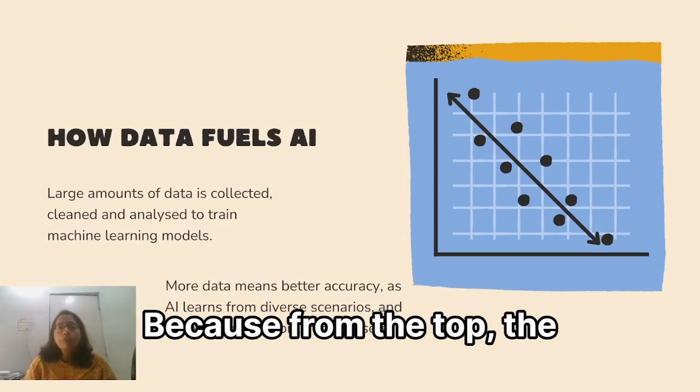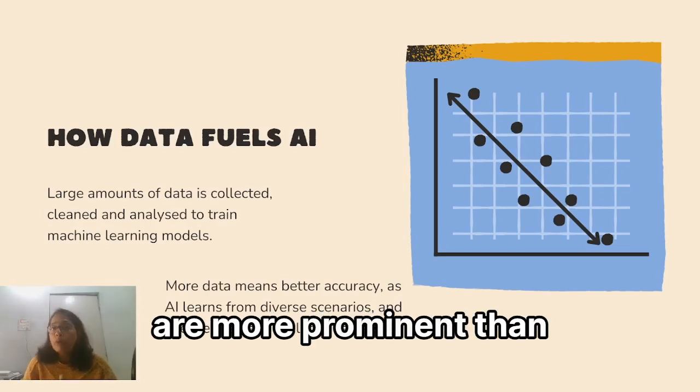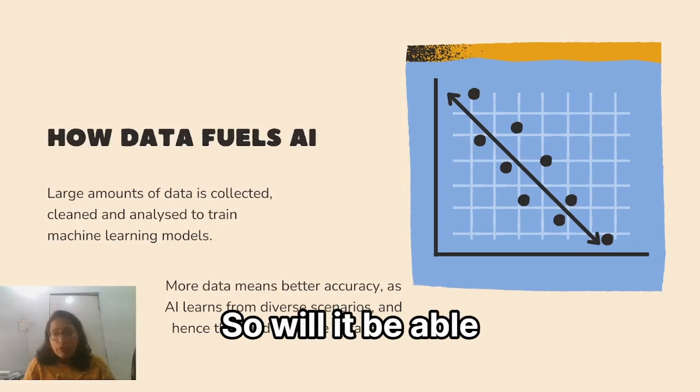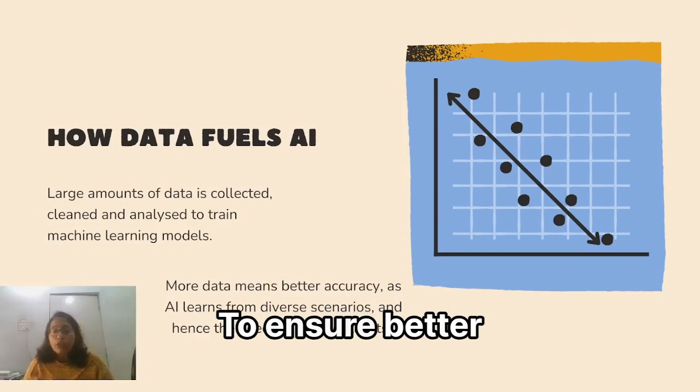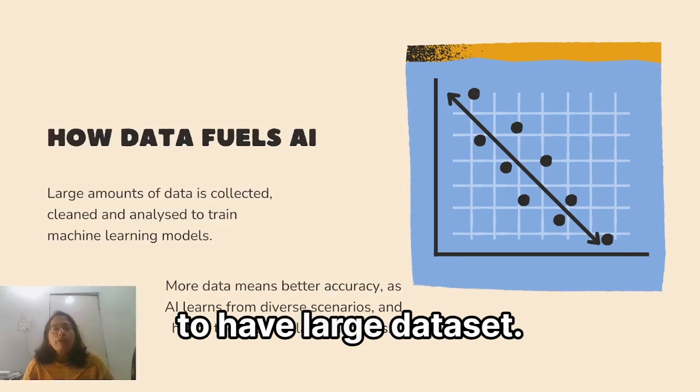Because from the top, the leaves of the strawberry are more prominent than the body of the fruit. So will it be able to identify? You cannot be sure. It might not. To ensure better accuracy, you need to have a large data set.